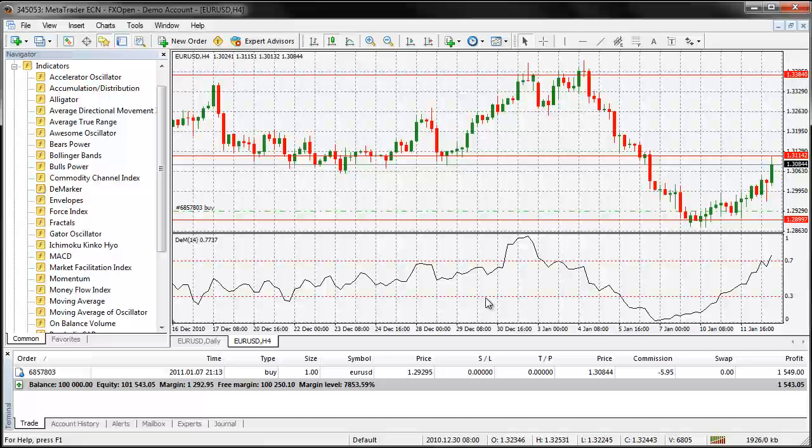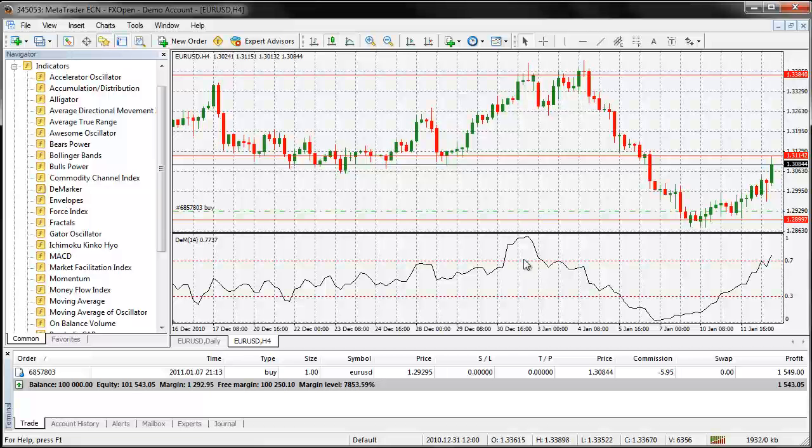Here we go. So here is the black line of the DeMarker, and here are some red dotted dashed lines to mark overbought and oversold areas. Overbought areas are when this 0.7 is broken, which lets you know that you're overbought, and when it comes down and revisits the 0.7 level, that's the time to go short.